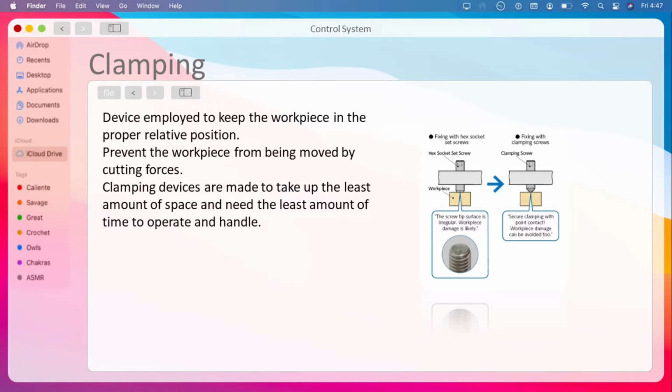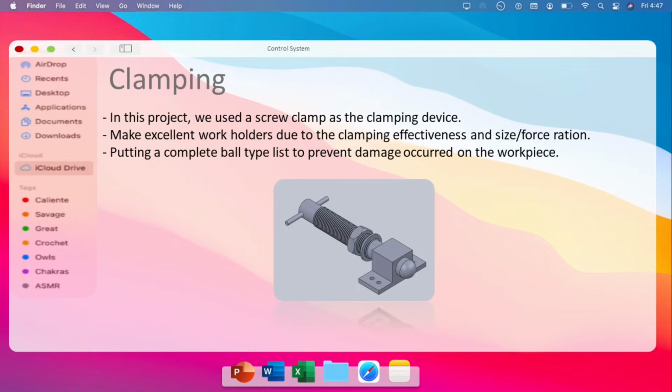Clamping that is too loose might be hazardous anytime. Clamping devices are designed to take up the least amount of space and to operate and handle in the shortest period of time. The clamping device in this project was a screw clamp. This clamp is the most basic and least expensive currently in use. Because of their clamping efficacy and size of force ratio, screw clamps are excellent work holders.